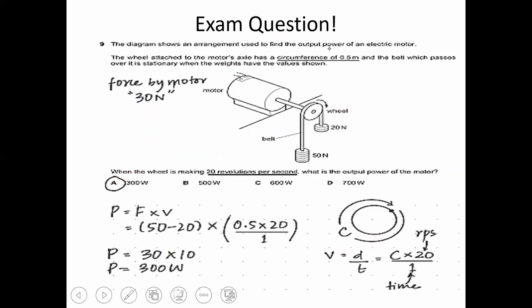Okay, so let's see another question that will use the concept of power equals force into velocity. The diagram shows an arrangement used to find the output power of an electric motor. So you have an electric motor which is running and rotating a pulley. The rotor of the motor will move and these weights will move up and down.